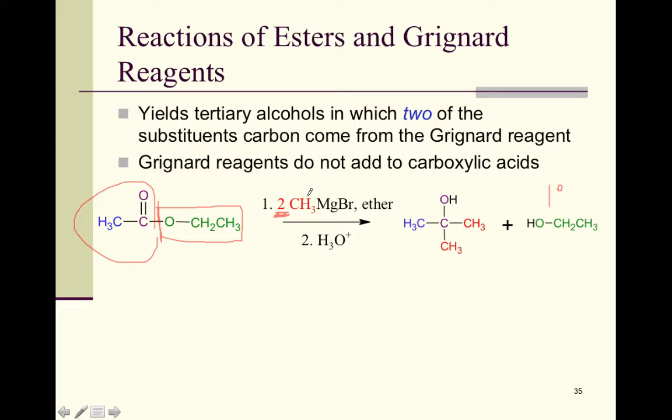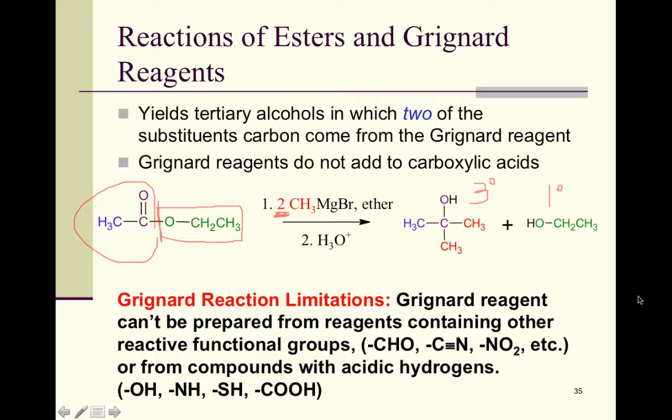What happens is this R group on our Grignard is actually going to bond twice. 2 groups are going to bond to the carbon, and you can see here we have a tertiary alcohol formed from the carbonyl carbon.